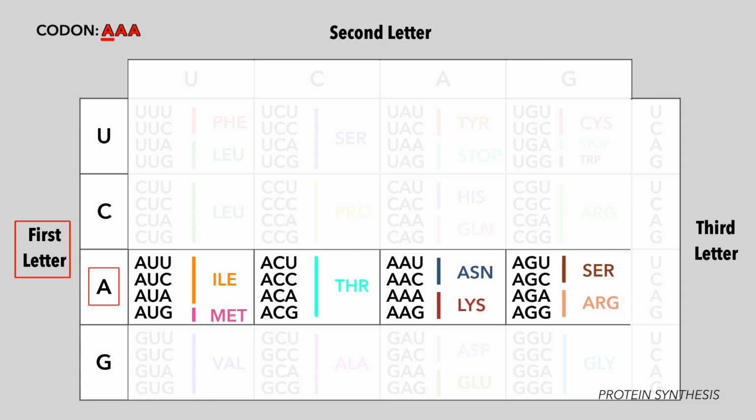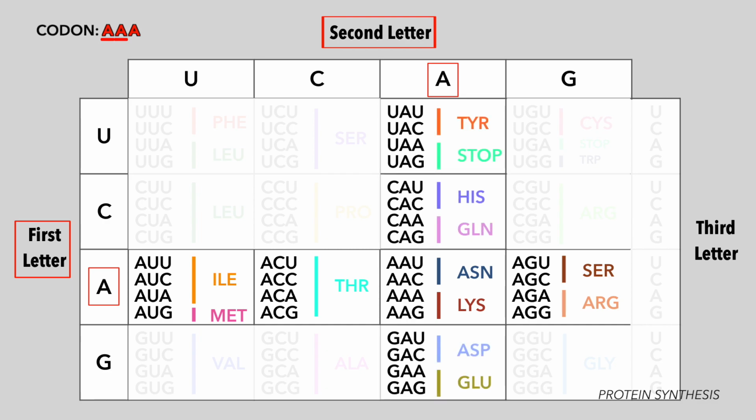Now you look for the second letter, which is also A. You find the column for the second letter by reading the top. A is found in the third column. Find the box where the third row and the third column meet, and search for the third letter, which is also A. The final step is to look for the amino acid next to AAA. The amino acid for AAA is LYS. You use this method to find any amino acid chain.